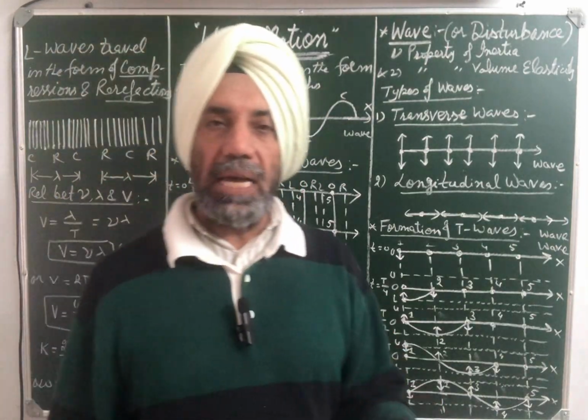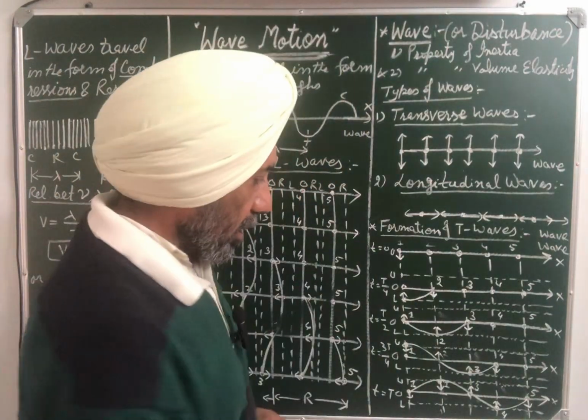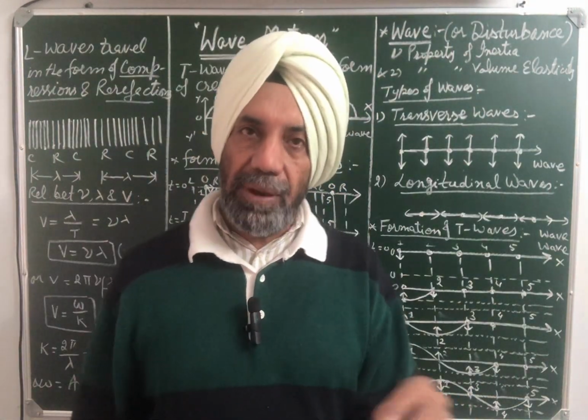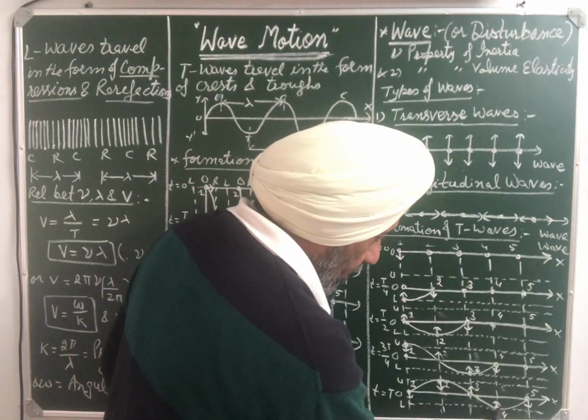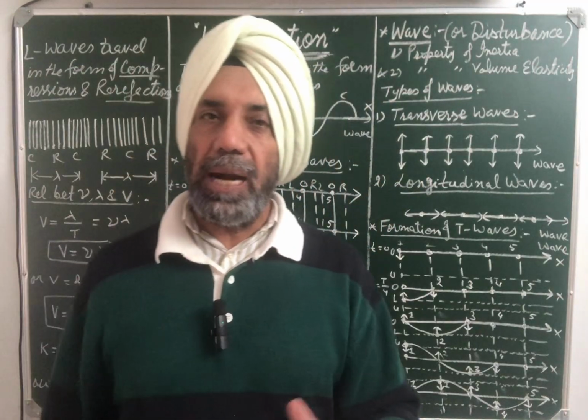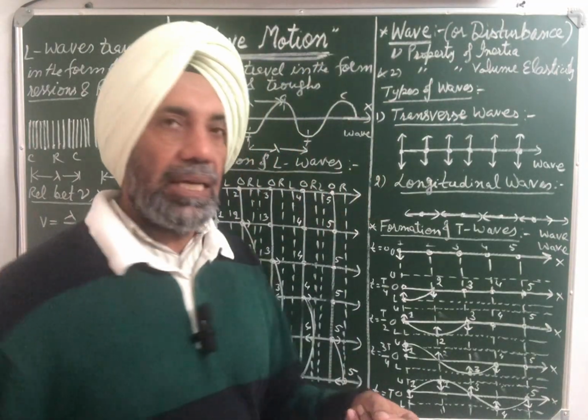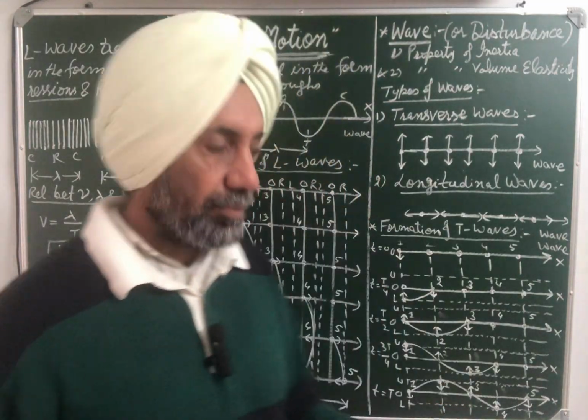It means particle 2 has completed 3/4 of vibration. Particle 3 reaches the mean position. It means particle 3 has completed half vibration. Particle 4 reaches the lower extreme. It means particle 4 completes 1/4 vibration, and particle 5 is just disturbed.